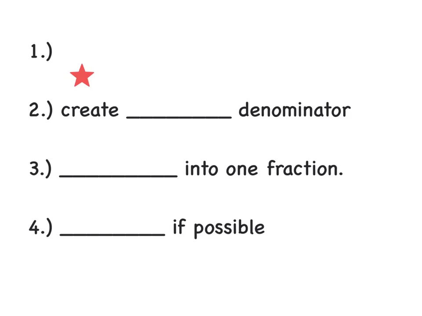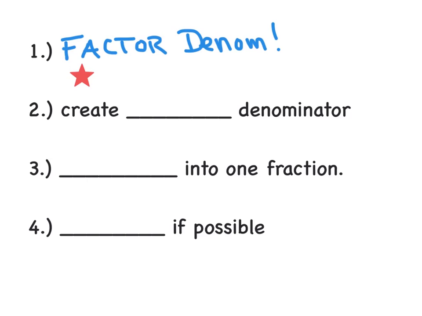Now that we've gone through a couple, we'll try to write out our steps. The first step, again, is that if the opportunity is there, we want to factor these denominators. That's super important because without factoring them, it's really hard to create a vision for what your common denominator is going to need to be.